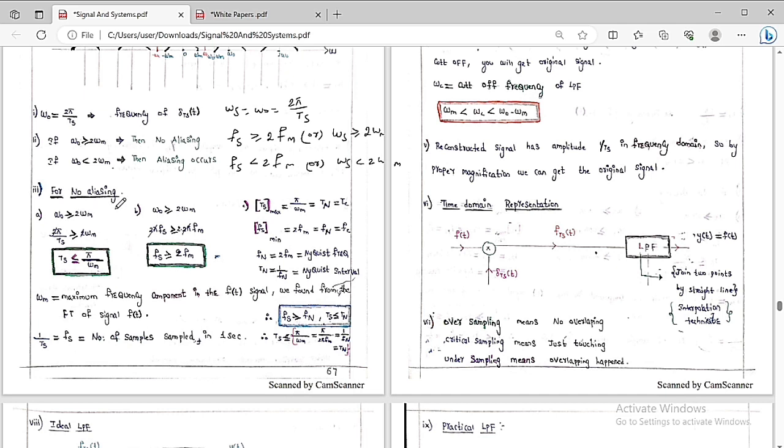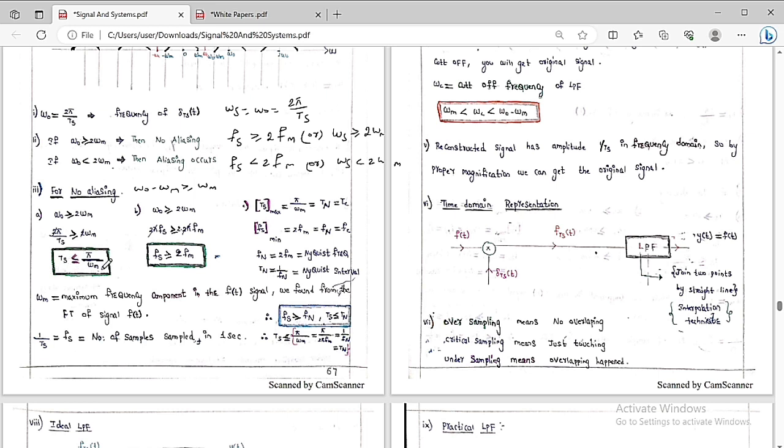So for no aliasing, I already told you the condition. No aliasing when omega naught minus omega m is greater than or equal to omega m. So if you simplify, what are you going to get? Listen, omega naught minus omega m greater than or equal to omega m, then there will be no aliasing. If you simplify, omega naught is greater than or equal to 2 omega m, and omega naught is nothing but omega s, which is 2 pi by Ts, and the 2 cancels. We are going to get it like this.